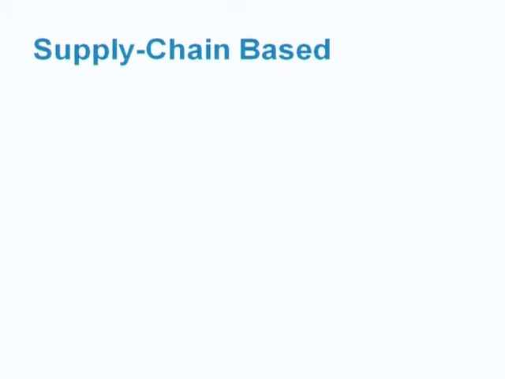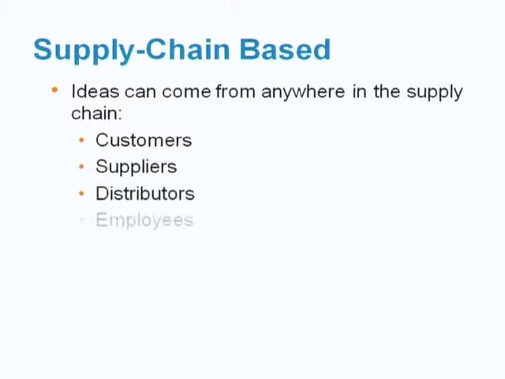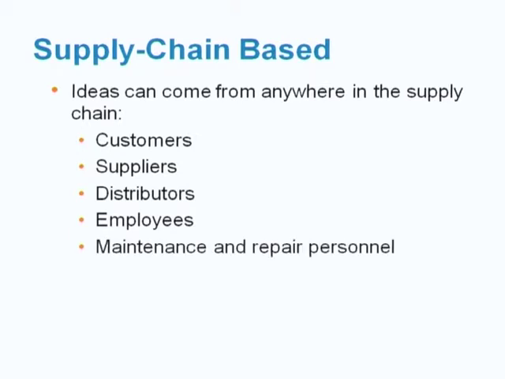Supply chain based. Ideas of new products can come from anywhere in the supply chain, can be from our customers, suppliers, distributors, our own employees, especially those maintenance and repair personnel. They can have a good suggestion about new products.